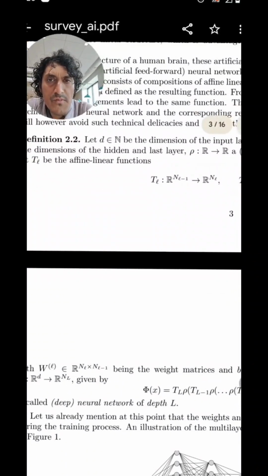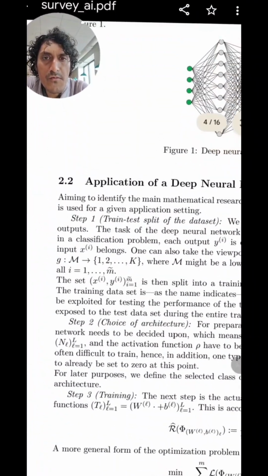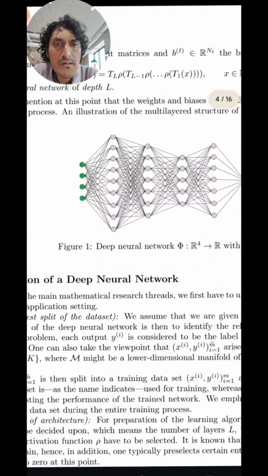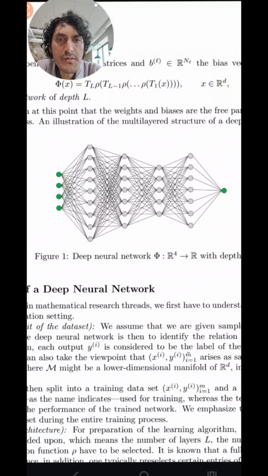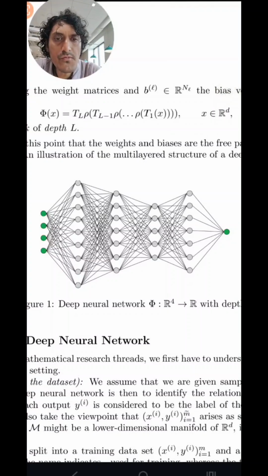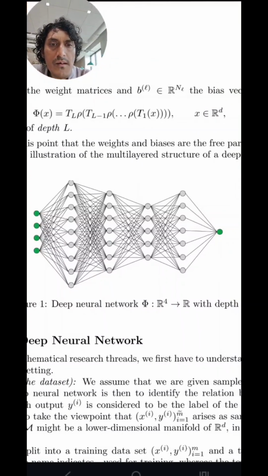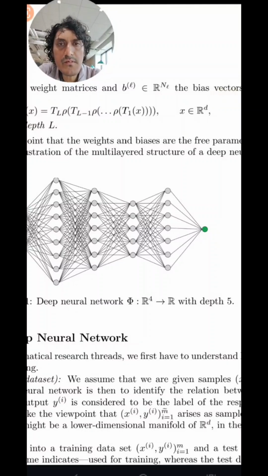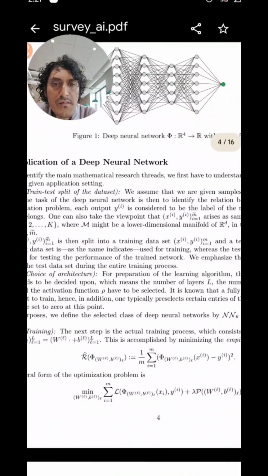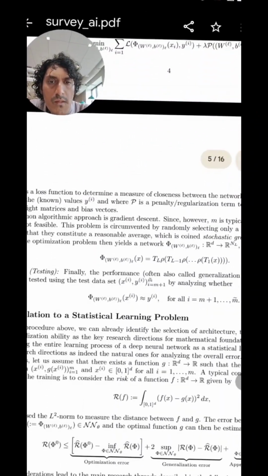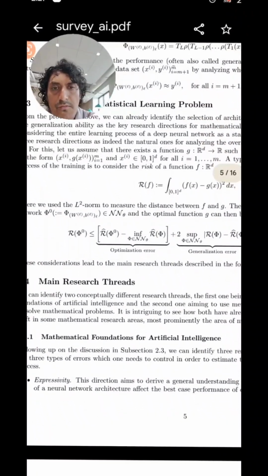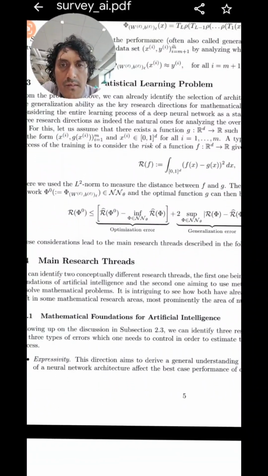And there are also many cool definitions and examples in this book, like a deep neural network phi, a mapping from R^4 to R with depth 5. So there are 4 inputs and 1 output, so that is R^4 to R, and with depth 5, so there are 4 hidden layers. Then application of DNNs, cool stuff. It's really interesting and good for revision of materials.